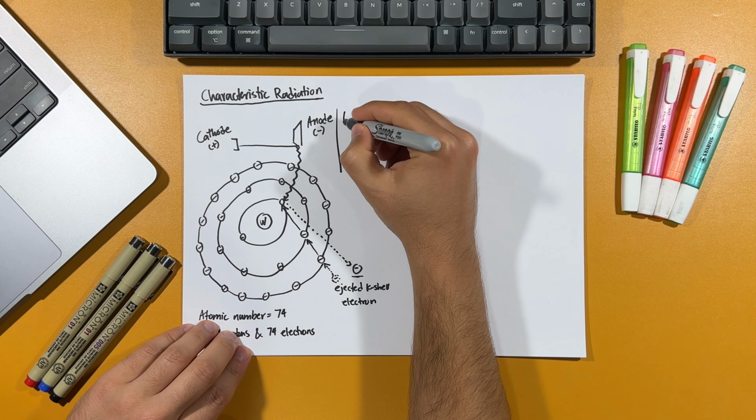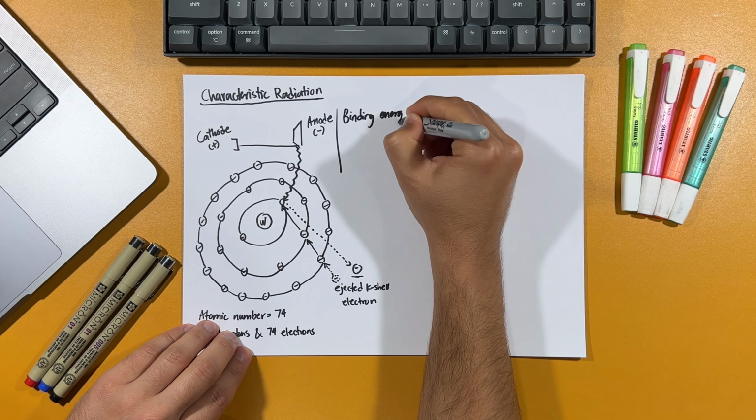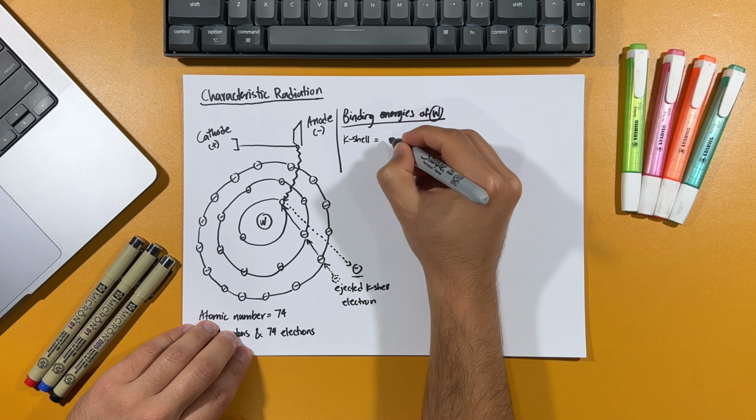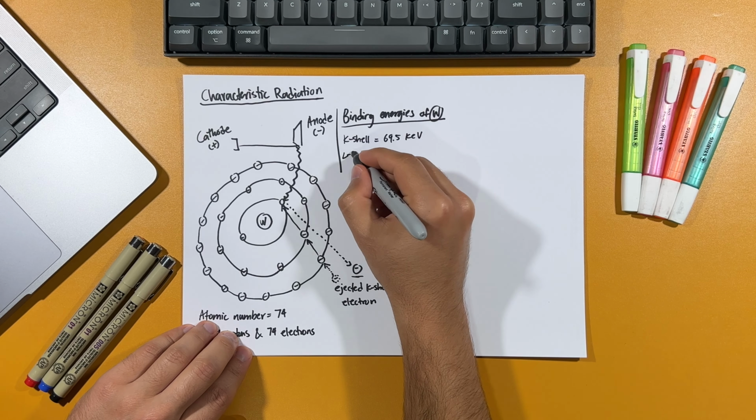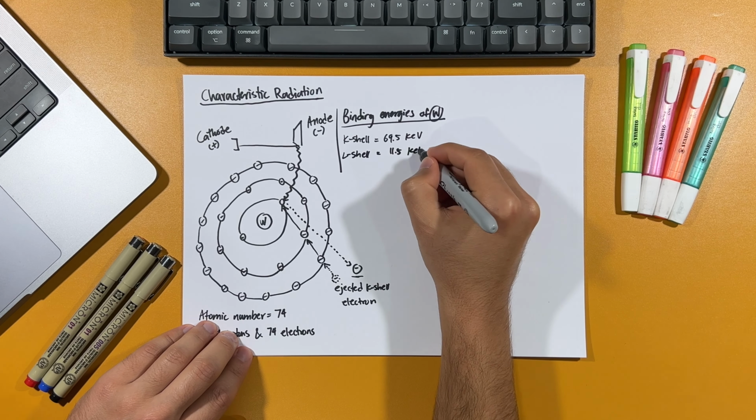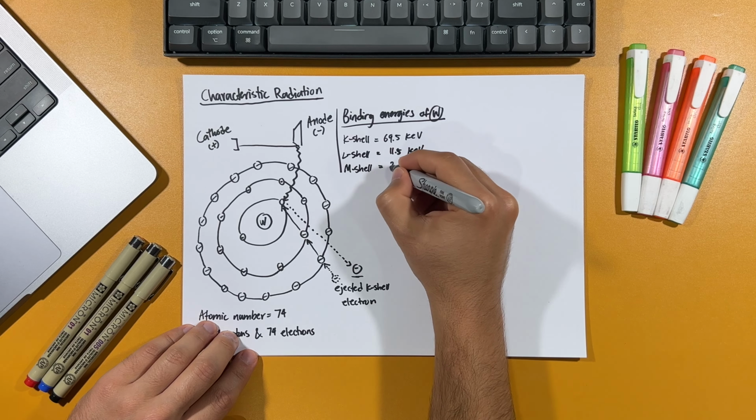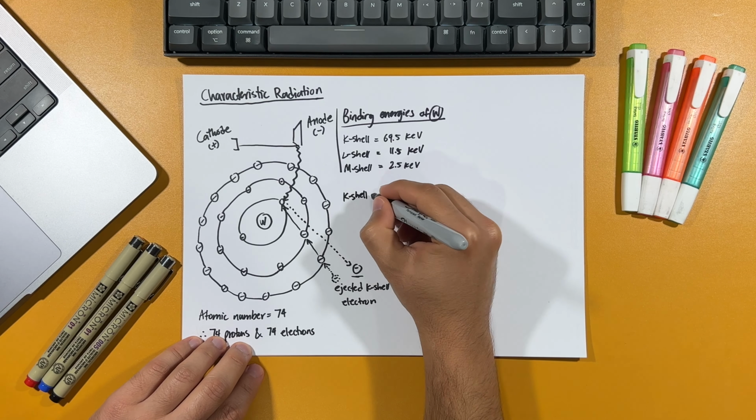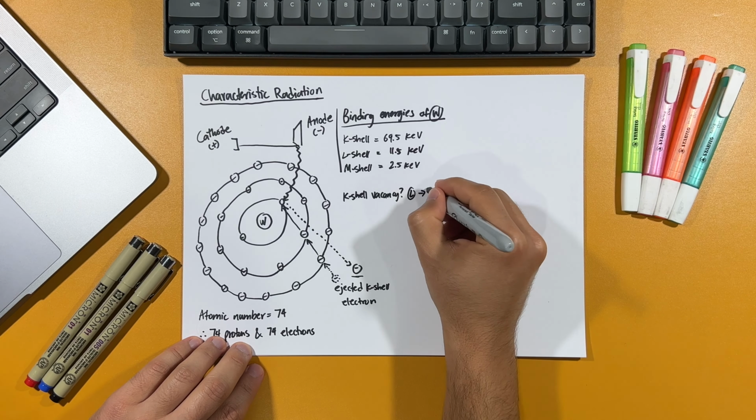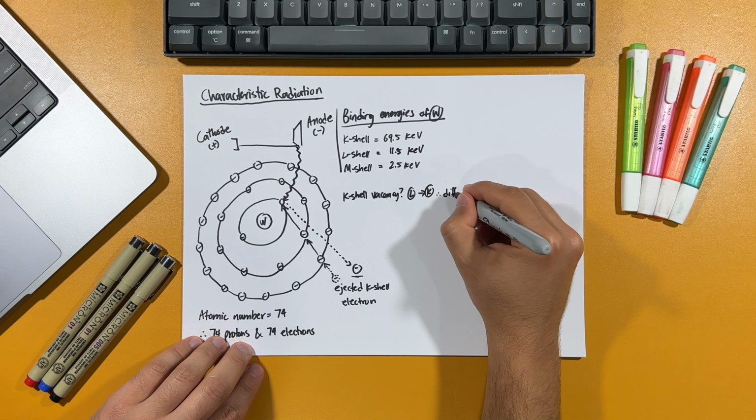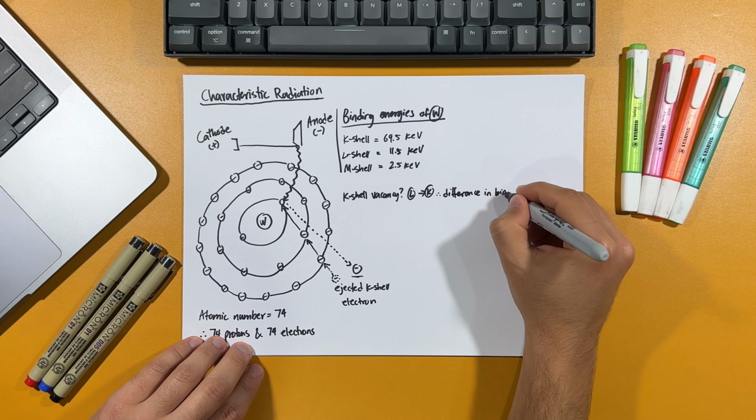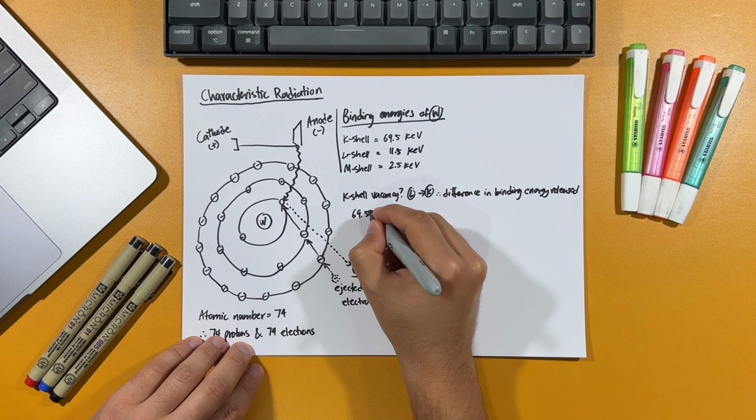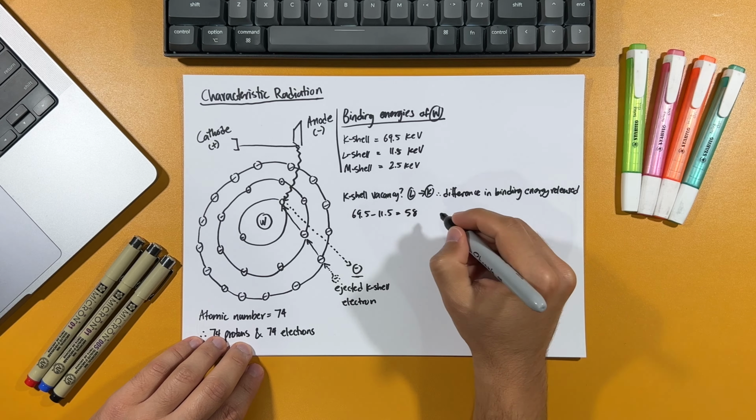If we're looking at our tungsten atom from earlier, we can see that the K shell has a binding energy of about 69.5 kiloelectron volts, the L shell has about 11.5 kiloelectron volts, and the M shell has about 2.5 kiloelectron volts. So when an ionizing event takes place, and there is a vacancy in the inner K shell, an electron from the L shell moves into the K shell orbit, where there's a difference in binding energy of about 58 keV, which is just 69.5 minus 11.5.